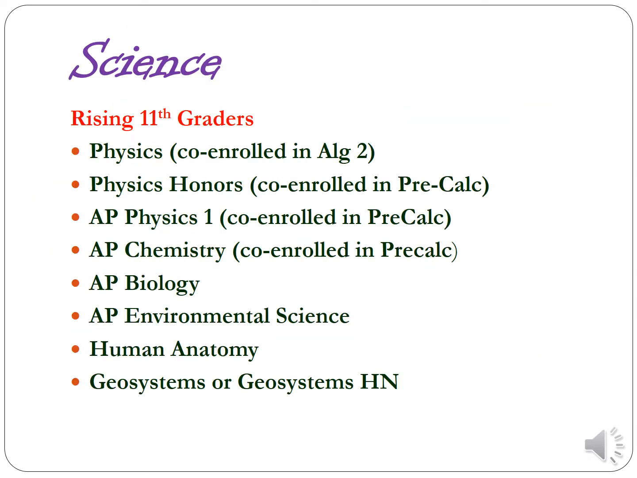Here are the options for rising 11th graders. Physics, Physics Honors, AP Physics 1, AP Chemistry, AP Biology, AP Environmental Science, Human Anatomy, or Geosystems or Geosystems Honors. So obviously you can see you have a wide range of options. Some of these do have co-requisites, math classes that you need to be in that level in order to sign up for the corresponding science class.